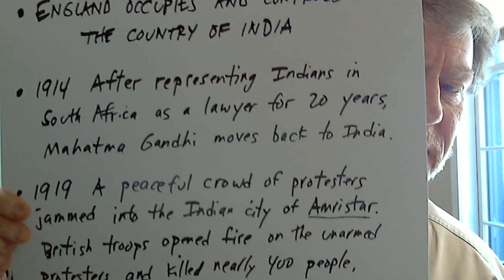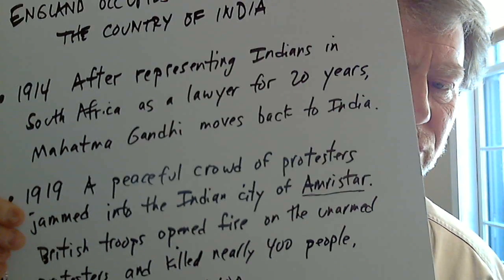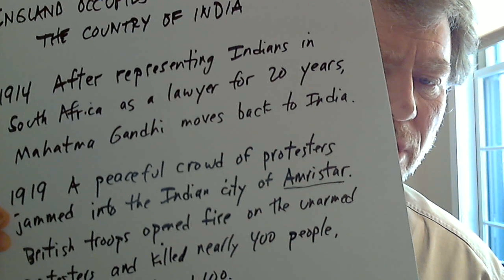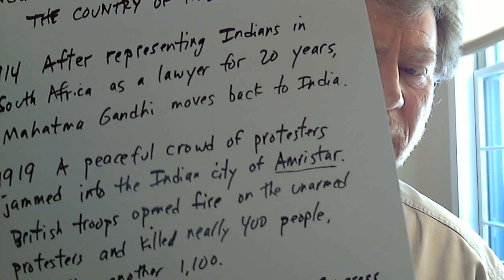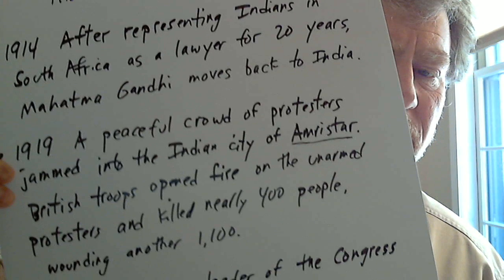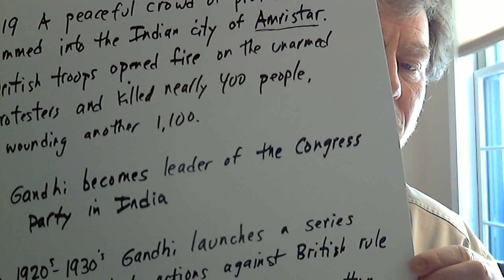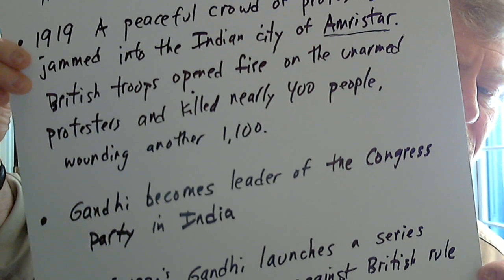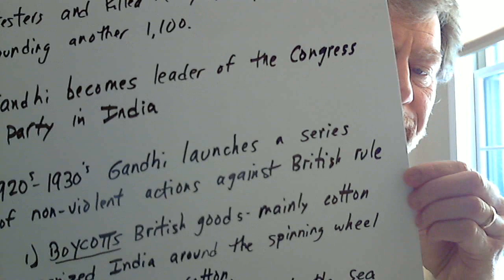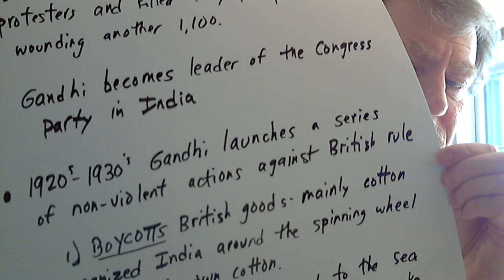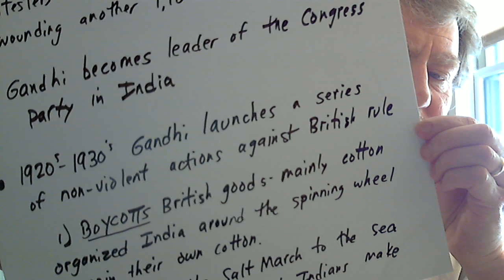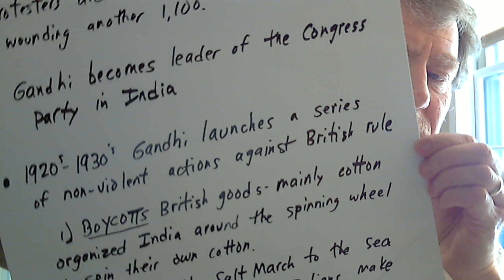In 1919, a peaceful crowd of protesters jammed into the Indian city of Amritsar, and British troops opened fire on the unarmed protesters and killed nearly 400 people, wounding another 1,100. Gandhi then becomes leader of the Congress Party in India. And throughout the 1920s and 30s, Gandhi launches a series of nonviolent actions against British rule.